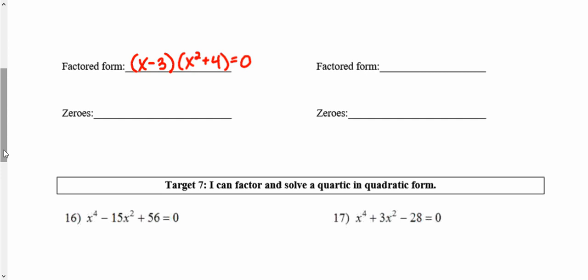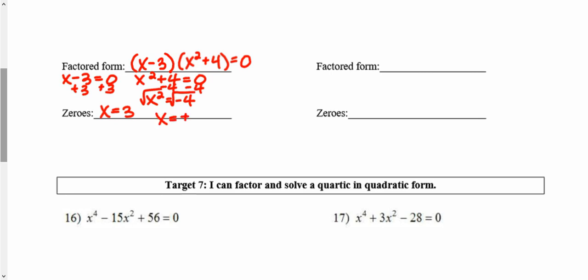Okay, so then to find the zeros, we set each of the factors equal to 0. And then I'm going to solve. So if I add 3, I get x equals 3. And then over here, if I subtract 4, I get x squared equals negative 4. And then I have to take the square root, which would be x equals plus or minus 2i.